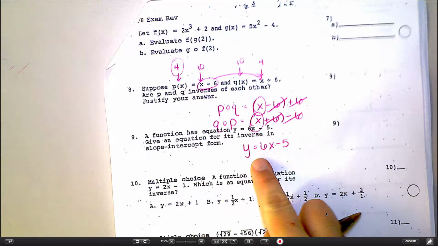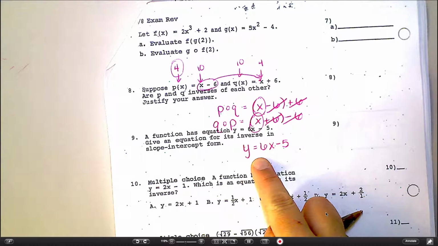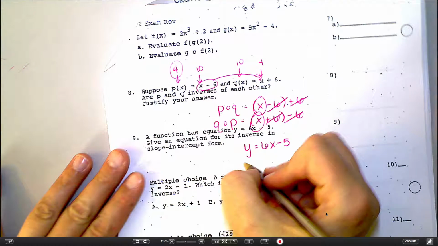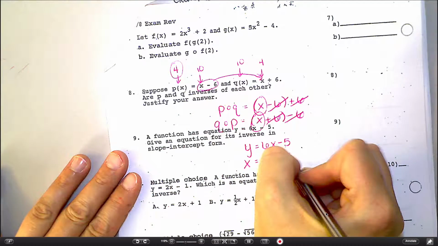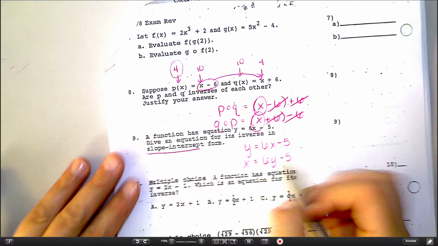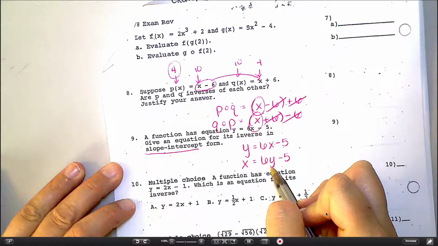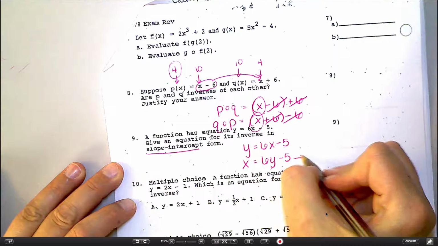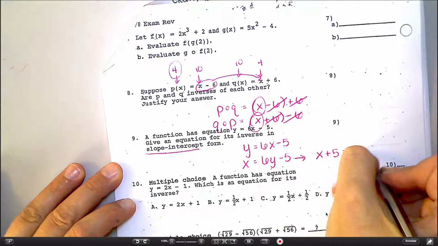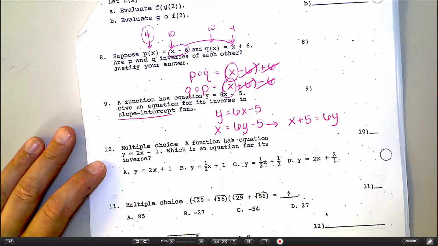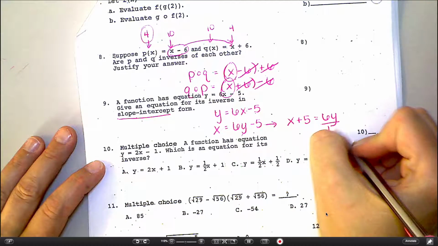Like if I want the inverse of this, how do I find the inverse? Flip the x and the y. Good. Flip the x and the y. So x equals 6y minus 5. And then it wants it in slope-intercept form, so you would have to go back and solve this for y. So I would add the 5 to the other side. So I'd get x plus 5 equals 6y.